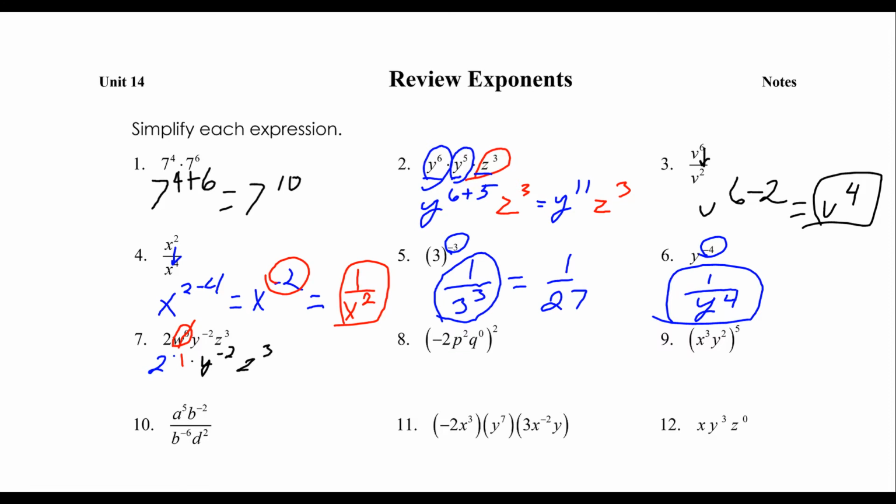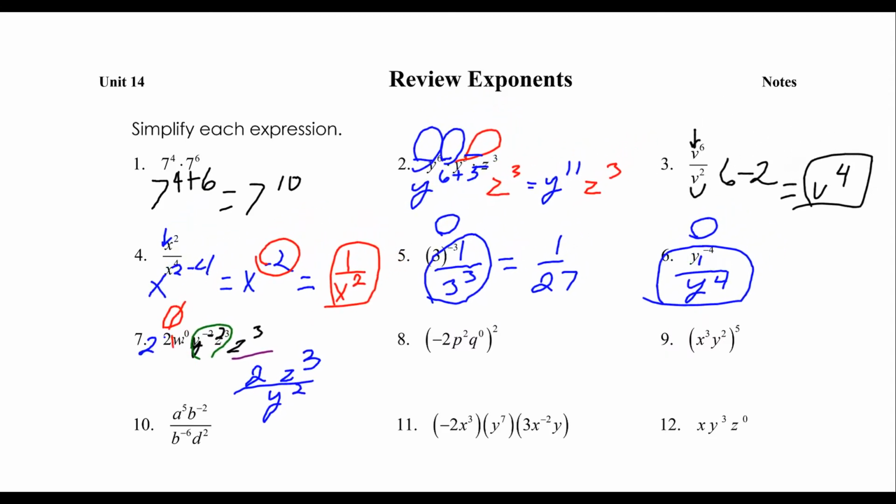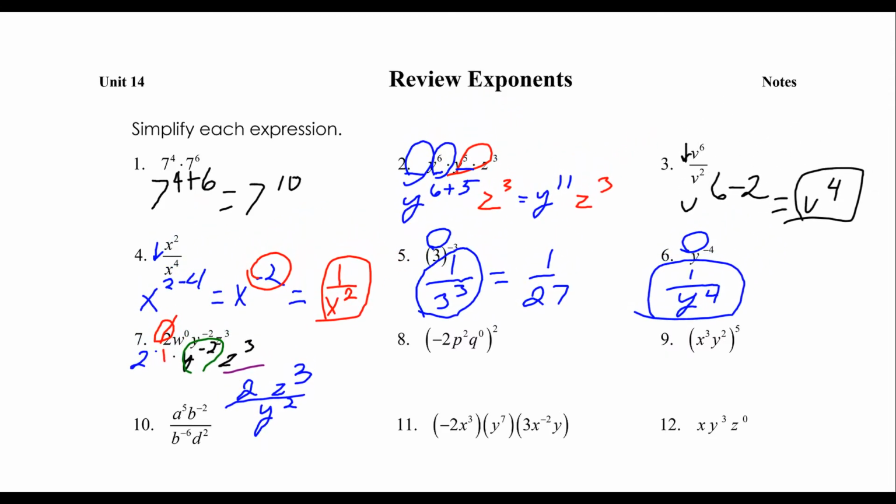Now, if you remember correctly, things to the negative power need to go into the denominator. Things with a positive power can stay on top. So that's all good. What we can do is say 2 z to the 3rd over y to the 2nd. And there we have it. There's our answer.